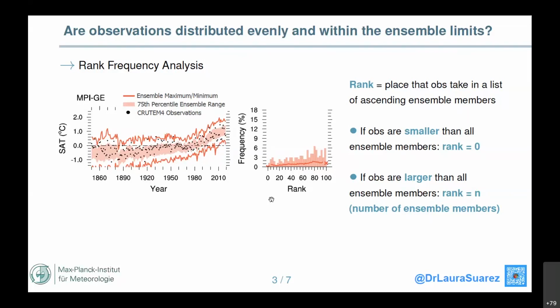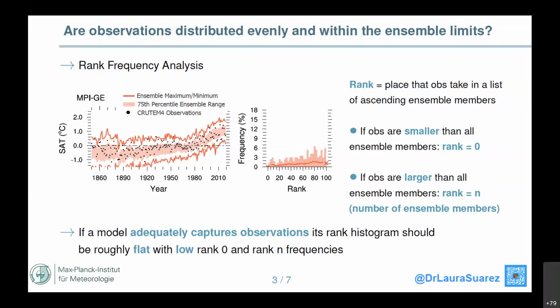For a model that perfectly captures observations, observations will take all ranks with similar frequency, meaning that a model that adequately captures observations has a rank histogram that is roughly flat and low rank 0 and rank n frequencies.